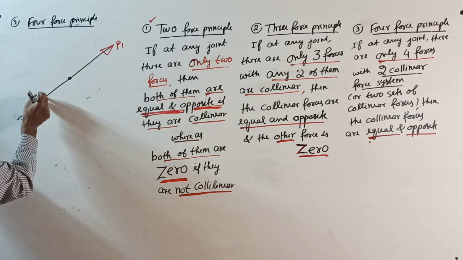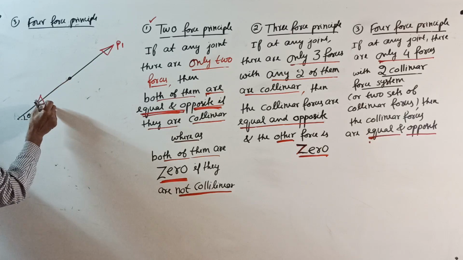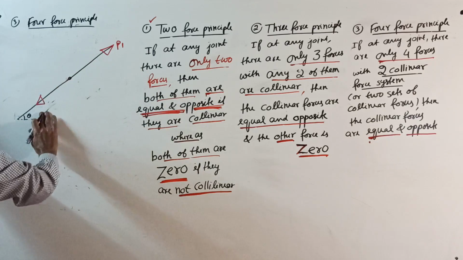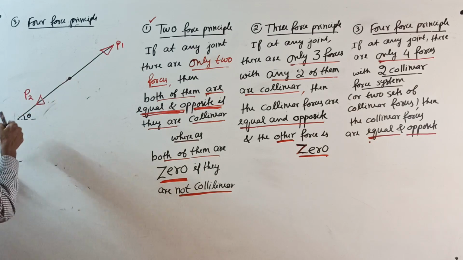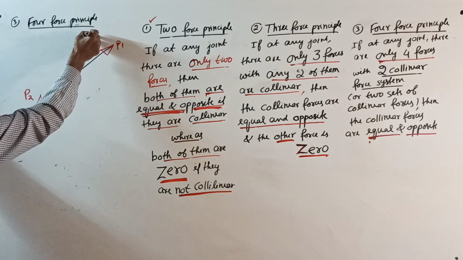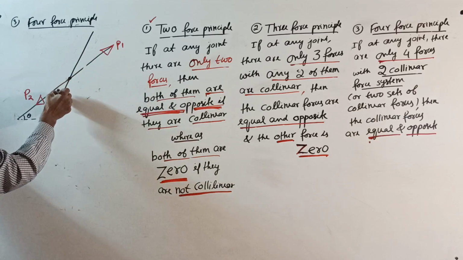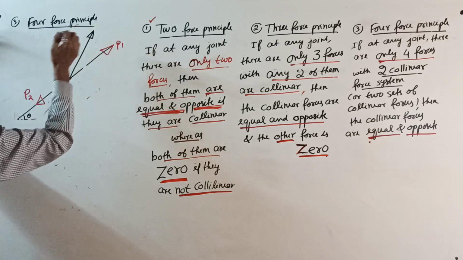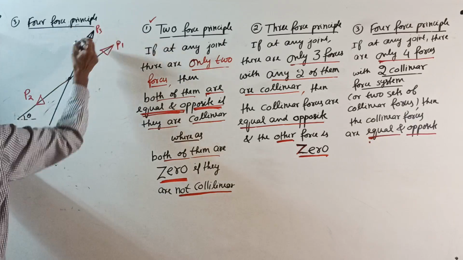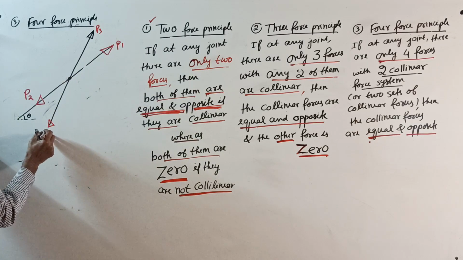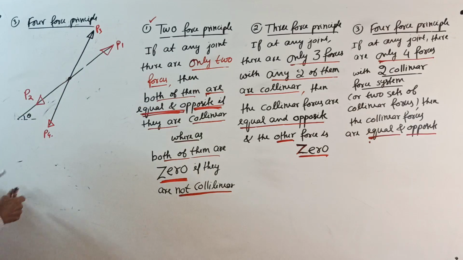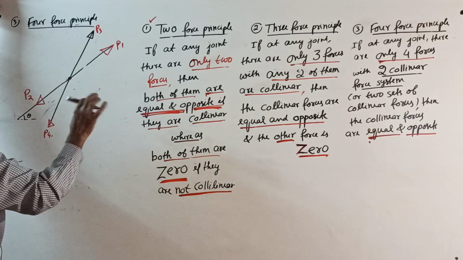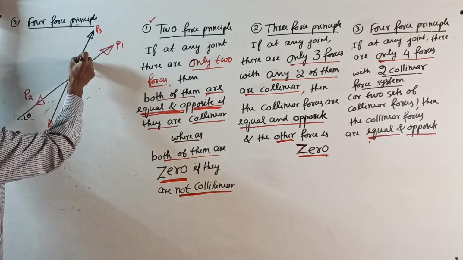You know the other one is P2, collinear. These are the two collinear forces. Another one, take any random way, there is no restriction. This is P3. This is P4. Over. Now, put this sketch. Even this can be perpendicular also. There is no rule. Let this angle be alpha.